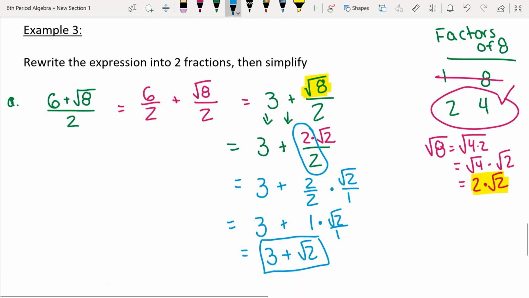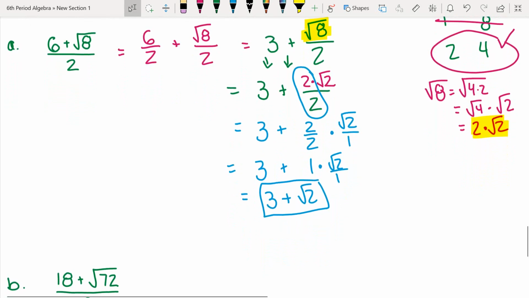And this is only a preview. We're going to end up doing this kind of simplifying a lot. We'll spend an entire day on it, in fact. So don't feel overwhelmed yet. I'm just trying to show you some stuff that's coming up.